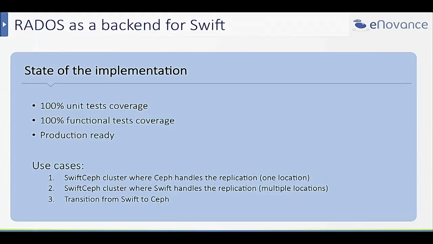We identified several use cases for this. If you only have one location, one data center, you have your Ceph cluster, you have your Swift entity, and then you just need to configure Swift with a single replica, and configure Ceph with n replicas. So in this situation, you let Ceph handle the replication.